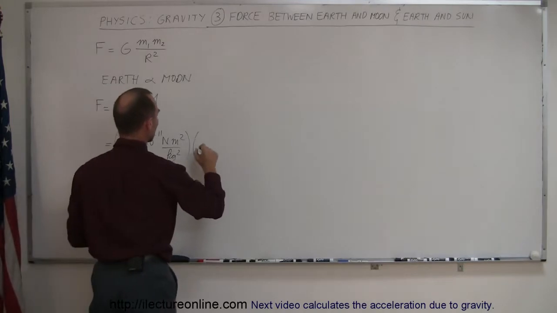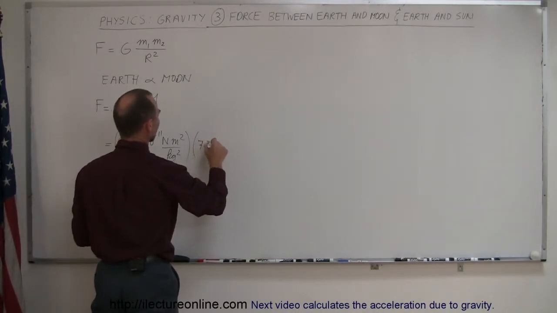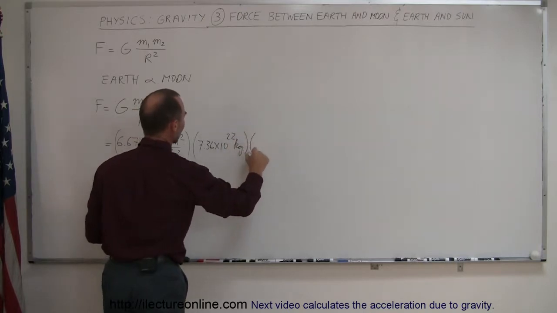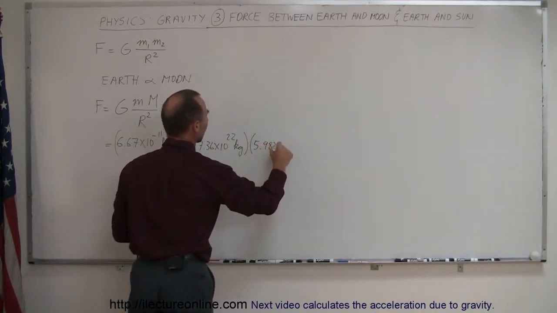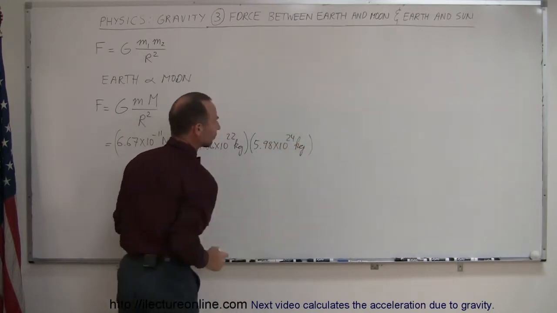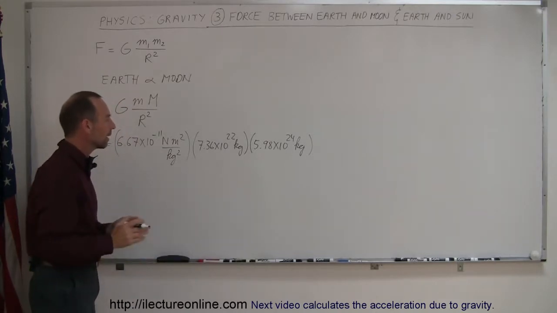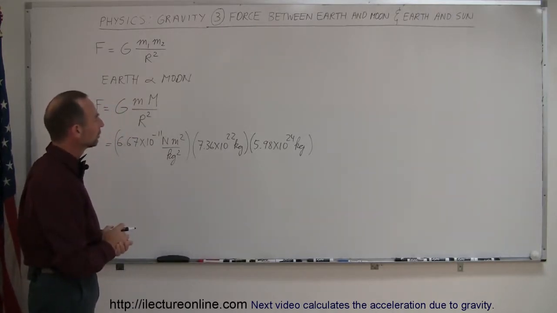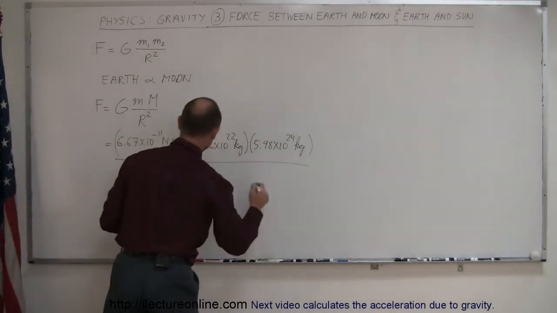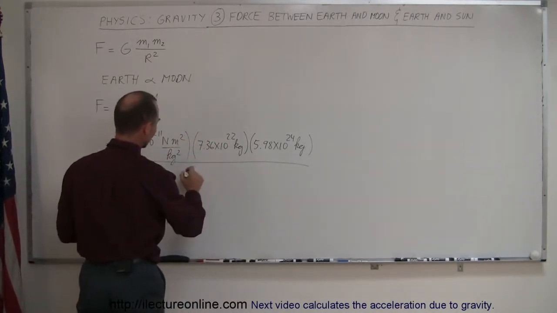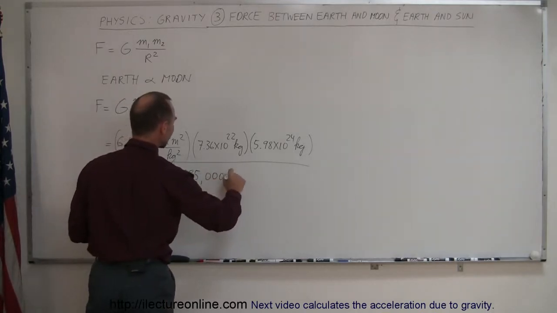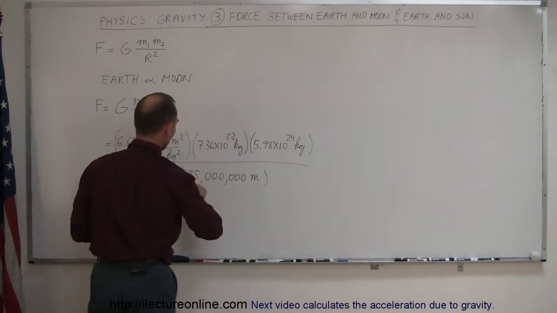All right, the mass of the Moon, that would be 7.36 times 10 to the 22 kilograms. And the mass of the Earth, that would be 5.98 times 10 to the 24th kilograms. Turns out that the mass of the Moon is about 1/50 the mass of the Earth, roughly speaking. And divide that by the distance between them. The average distance is about 385,000 kilometers, so it would be 385 million meters. And we have to square that.